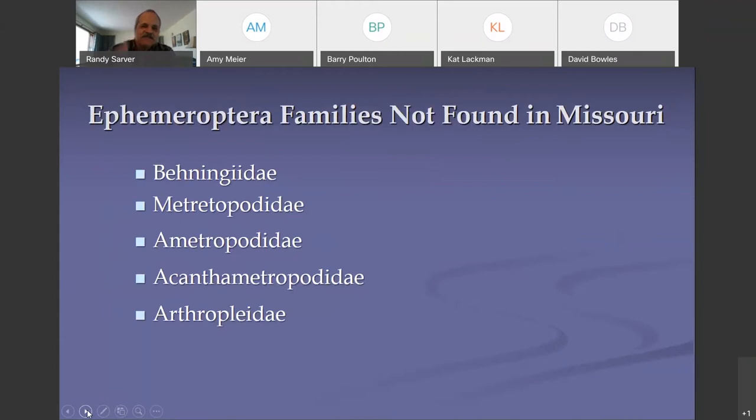Families that we're not going to talk about because they're not found in Missouri. There are five more. So next.